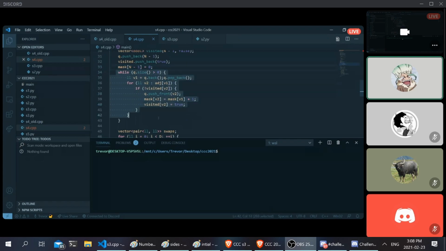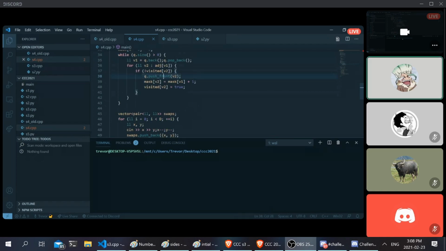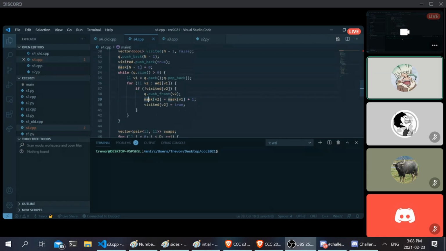And here's our while loop for the breadth first search. So you pop out the first vertex, and then for each vertex that's connected to the first vertex in the adjacency list, if it's not visited, then you push that vertex to the queue. You push it to the front. I messed up. I wasted a lot of time because I accidentally did push back. Yeah. So that's cool. And then for the mask, what you do is for the distance.